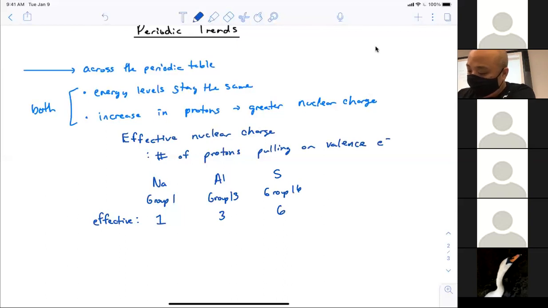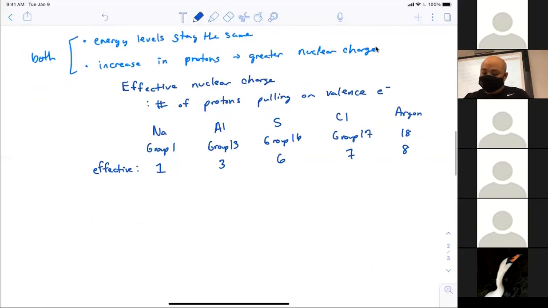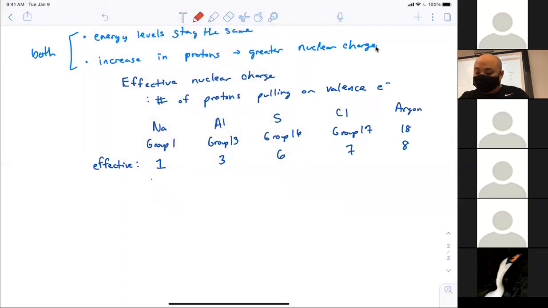Chlorine in group 17 has an effective nuclear charge of 7, and argon, in group 18, has an effective nuclear charge of 8. So as you go across the periodic table, the effective nuclear charge increases for the same energy levels. Now, potassium, because it's in the same group as sodium, still has an effective nuclear charge of 1, because you've added an extra energy level, which cancels out the additional protons except for the 1 valence electron and the 1 proton pulling on it. So all elements of the same group have the same effective nuclear charge.